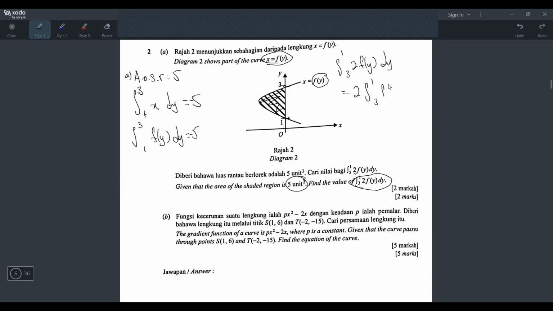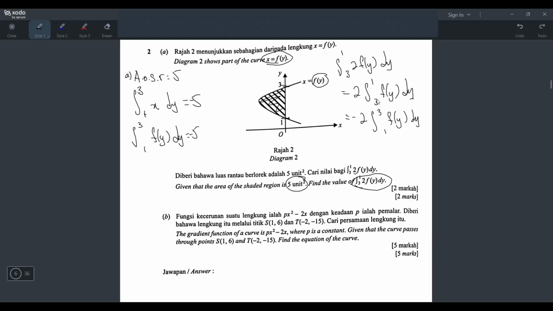So it becomes 13 fy dy. Okay, but I don't have integrate 13 fy dy. I only have integrate 31. So how to do? You have to terbalikkan this number, right? So when you terbalikkan this number, 31 fy dy, you have to tambah negative in front. Okay, you have to tambah negative in front.